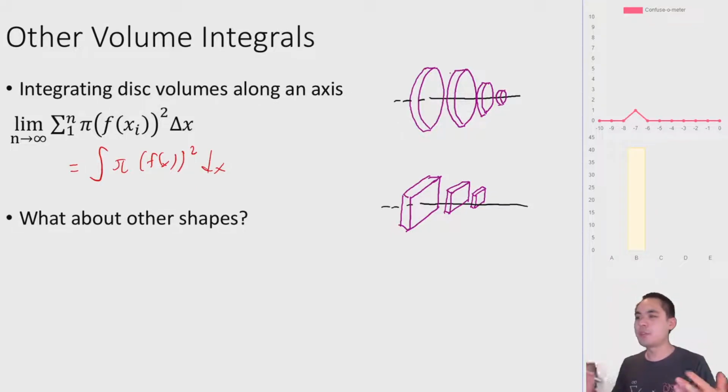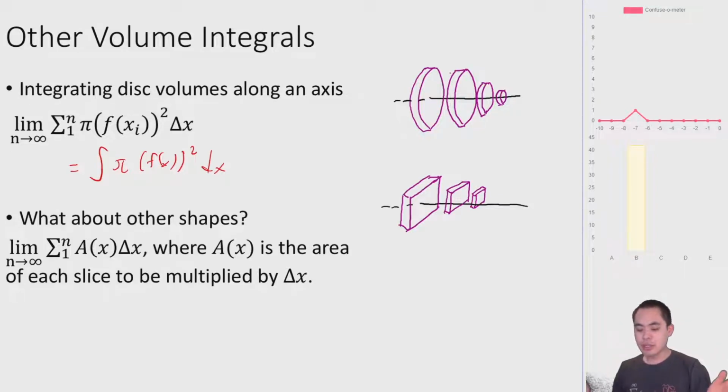So maybe that's a little bit less obvious, that you can do that. But the answer is, so long as all we're doing is integrating this area times this delta x, and if you think of the area function as just some other function, you can think of each slice as just multiplying by that area. It doesn't actually matter what shape it is, so long as you know the area of each slice.